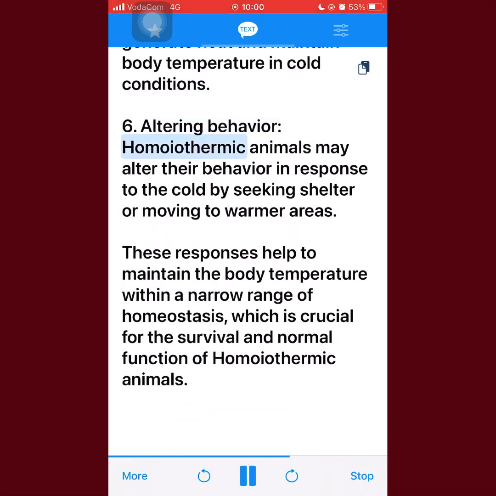6. Altering behavior: homoeothermic animals may alter their behavior in response to the cold by seeking shelter or moving to warmer areas. These responses help to maintain the body temperature within a narrow range of homeostasis, which is crucial for the survival and normal function of homoeothermic animals.